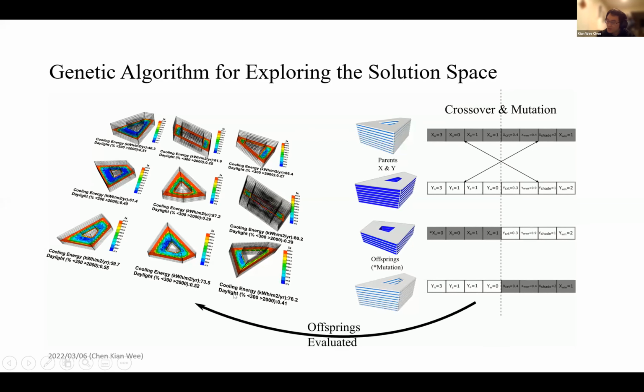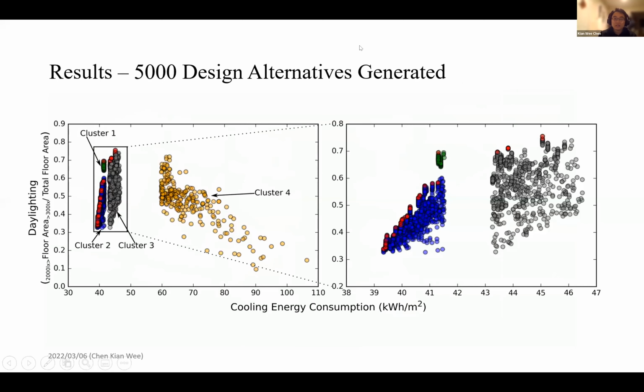If you're familiar with the whole idea of evolution, when you keep selecting the stronger design variants to breed, they breed stronger and better performing designs. So you go through many, many rounds of this, and you can generate better and better performing design variants. So in this case, I generated 5,000 designs.